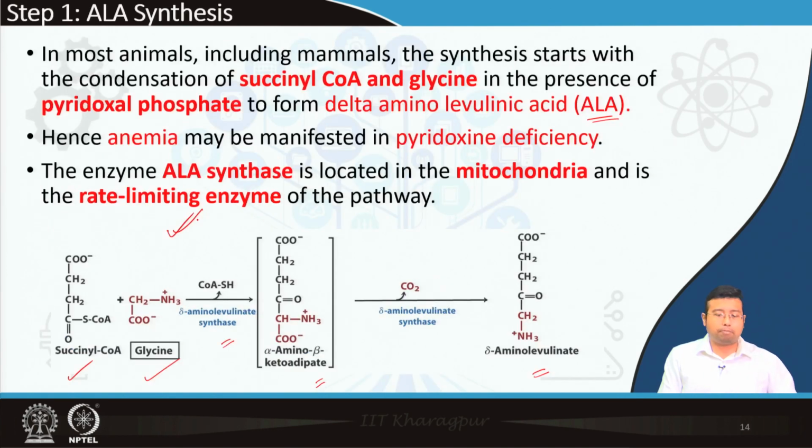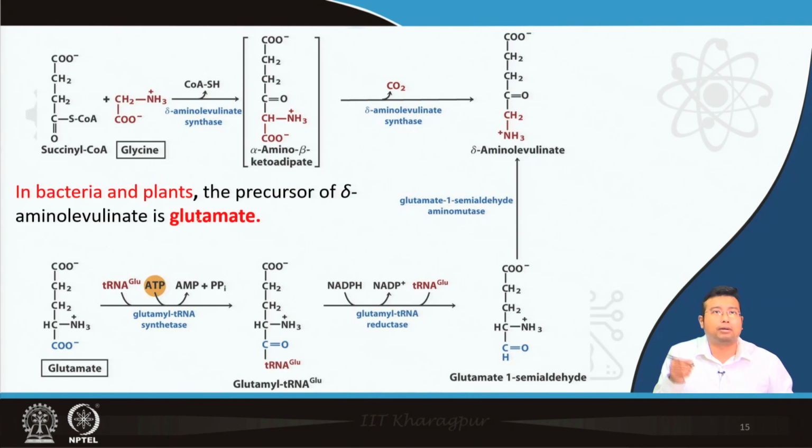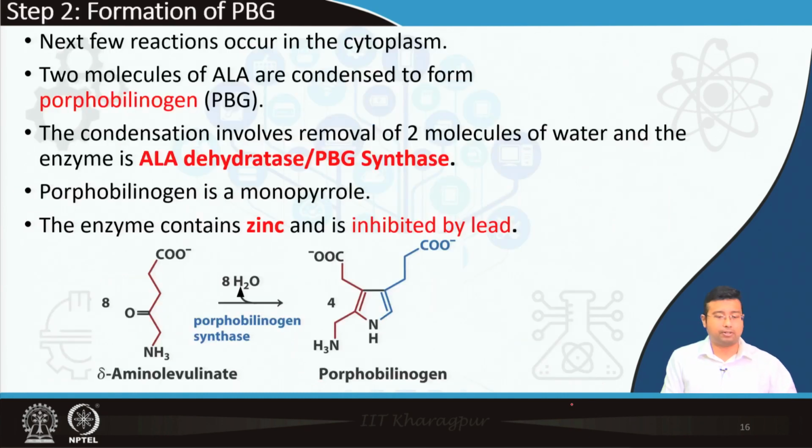This is the major pathway that is happening in higher animals, but in bacteria and plants an alternate source of ALA is also glutamate, right. It can be directly synthesized from glutamate via a semialdehyde form. Okay. So, in the second step what is happening, 2 molecules of delta aminolevulinic acid are joining together, right, and it is acted upon by a dehydratase enzyme.